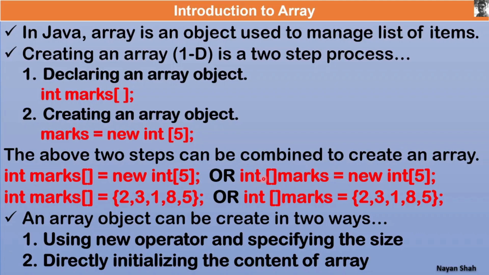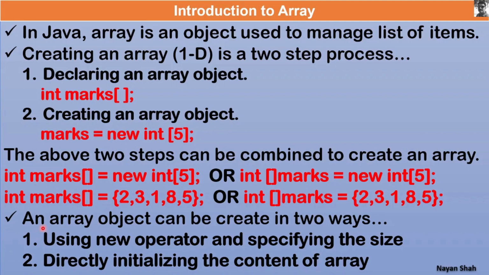But mostly programmers don't use this second method. Every programmer and every program reader is used to reading an array object as the name of the array followed by square bracket, and not square bracket followed by the array name. But it is possible to write like this also. Similarly, we can even create an array object by directly giving the values. For example, int marks array is equal to, within curly brackets, 5 values. Or we write again the same thing with the square bracket taken first, the rest of the things are the same.